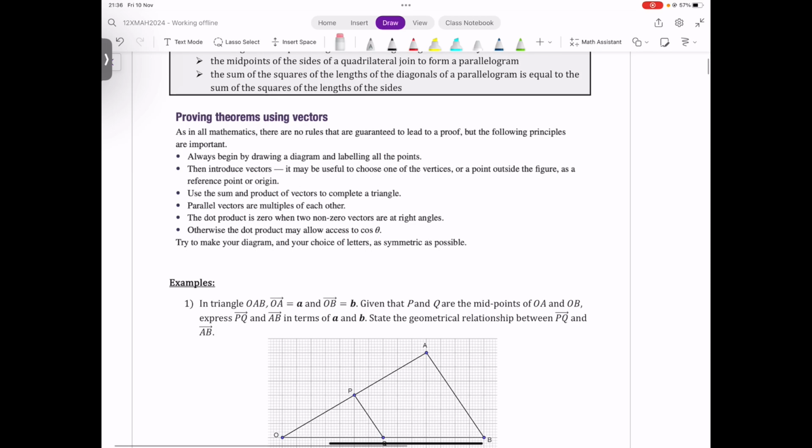Number one is we always begin by drawing a diagram and labeling all points. We then want to introduce the vectors. It might be one of the vertices or a point outside the figure, and often they will be defined for us in the question.